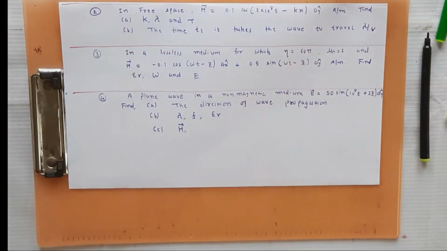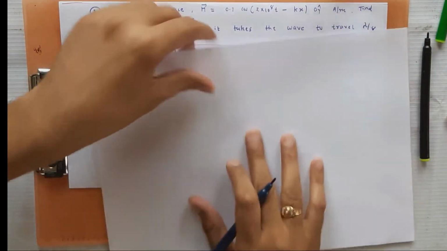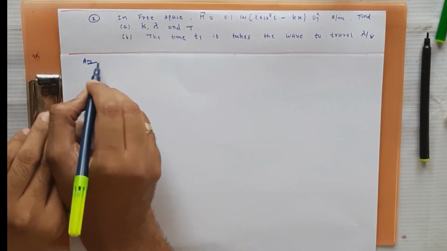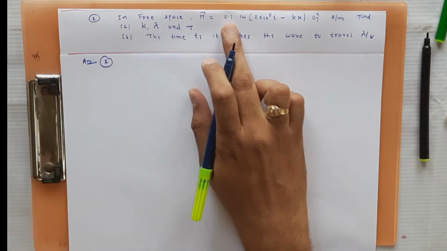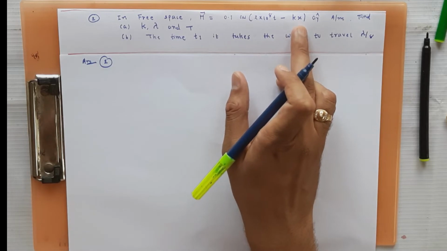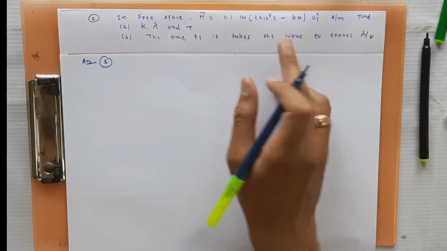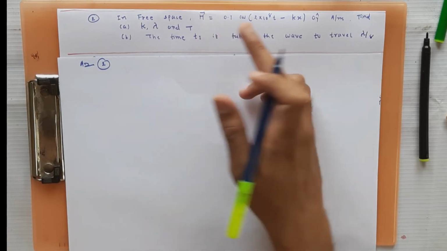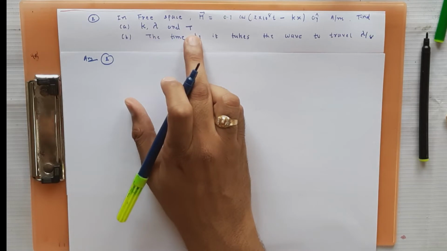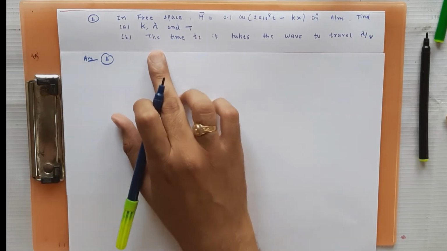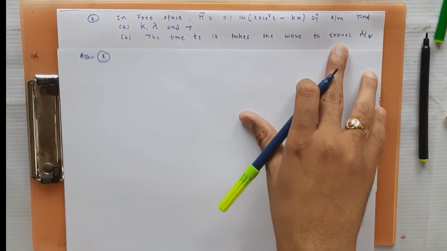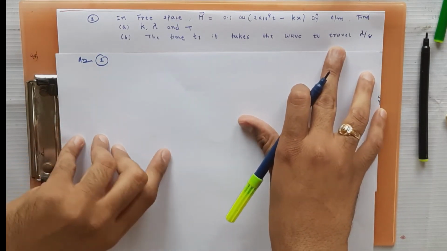The second numerical says that in free space the vector H is equal to 0.1 cos(2 into 10 raised to 8 t minus kx) ay ampere per meter. Okay, see, ampere per meter is a unit of magnetic field intensity. Find k, wavelength lambda, total time period T, and the time t1 it takes the wave to travel lambda by 8 distance. Okay, it's very easy.